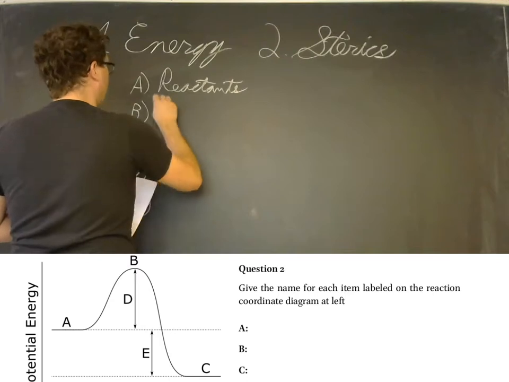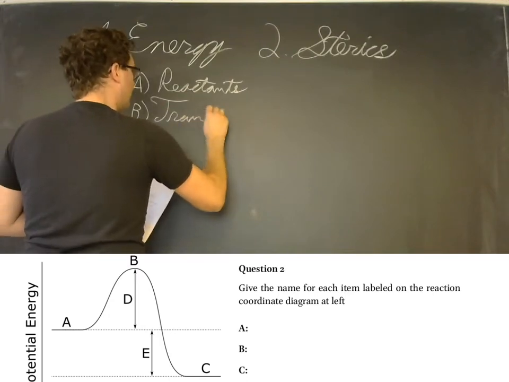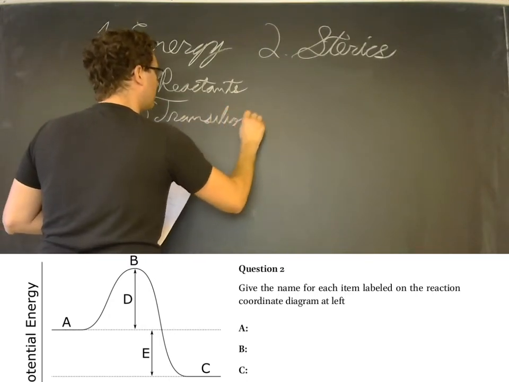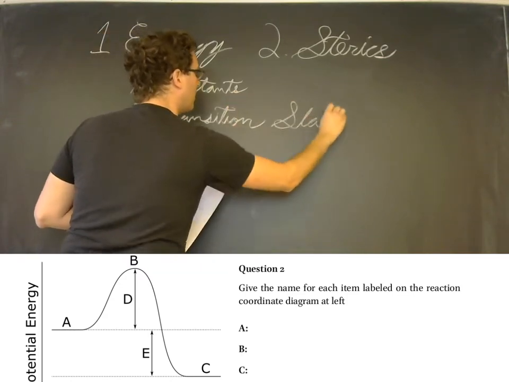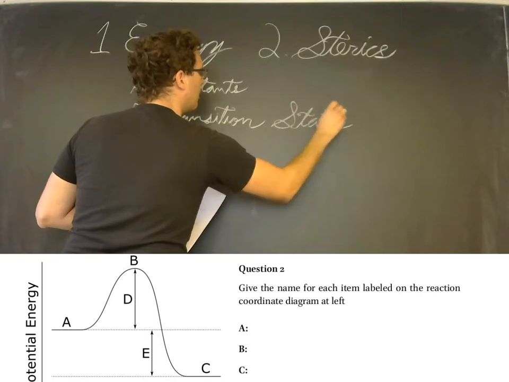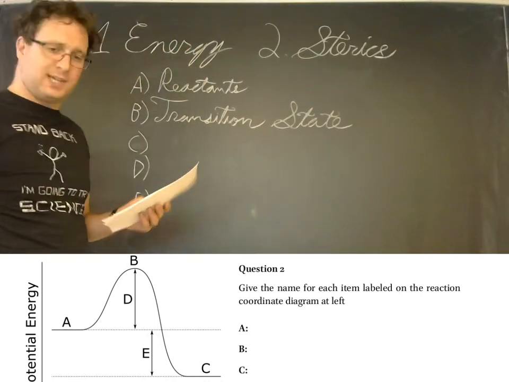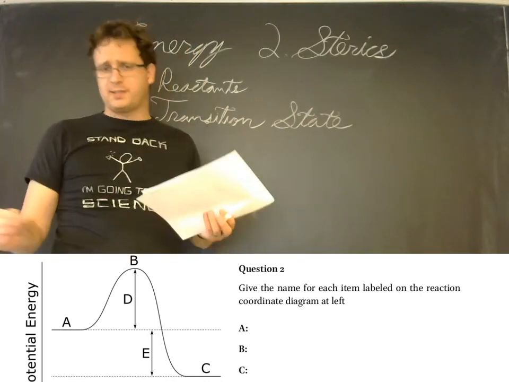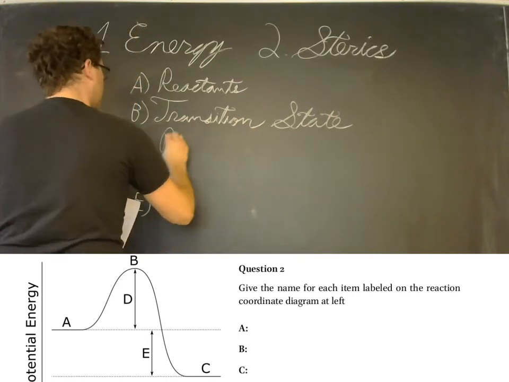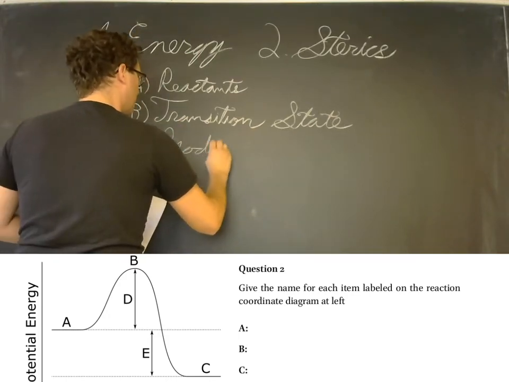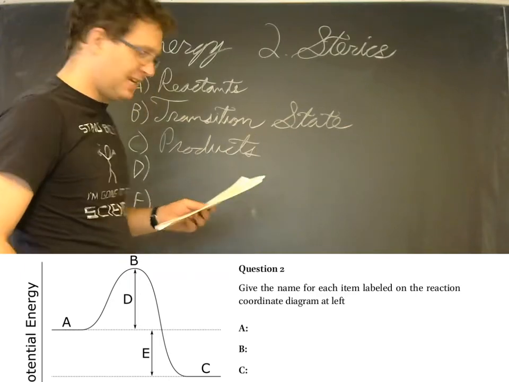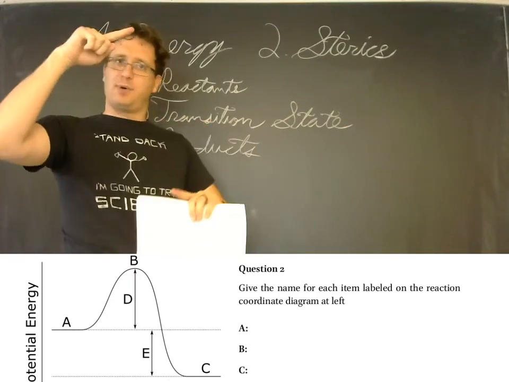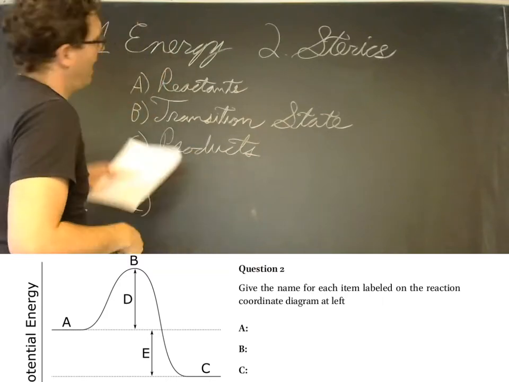We call that the transition state. Okay, C is on the far right side. Those are the products. D is the energy gap between the reactants and the transition state.